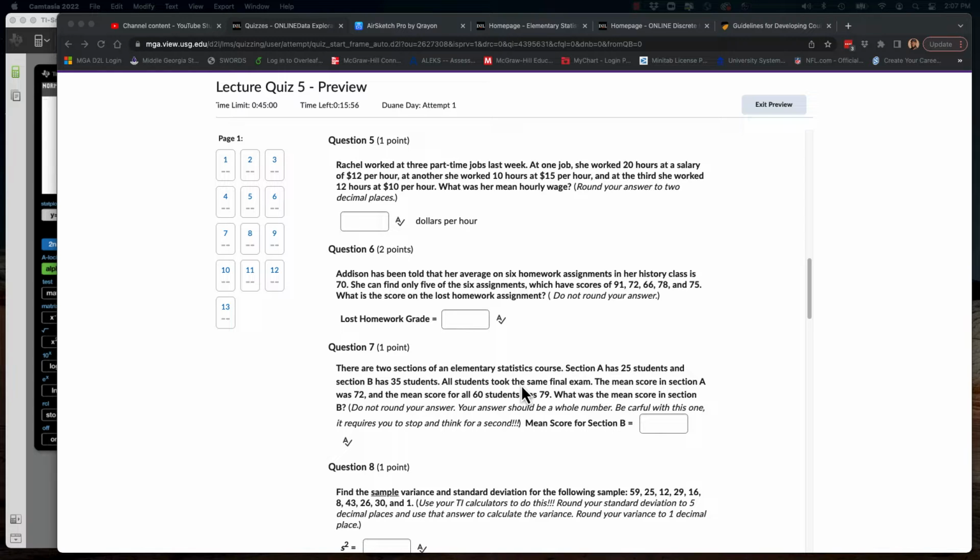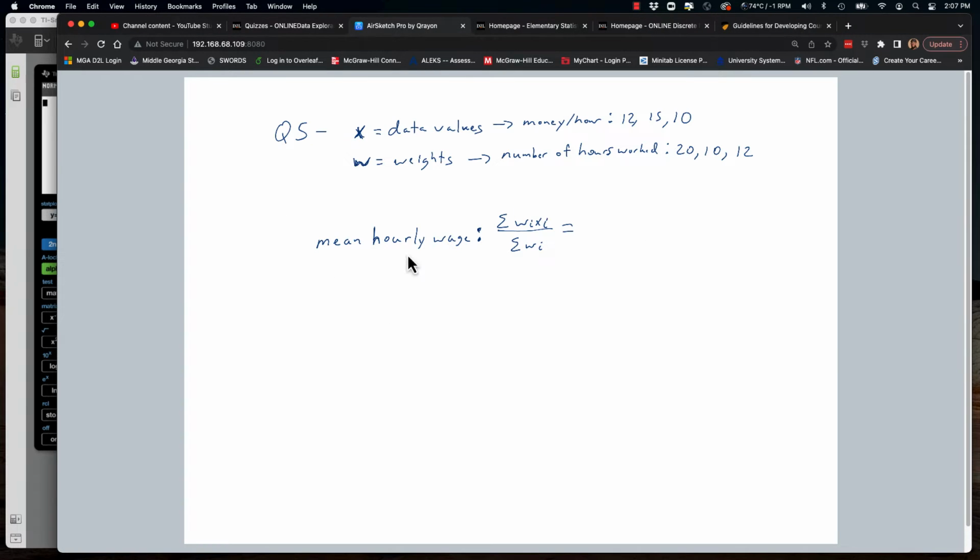This one, we want to treat the number of hours as the actual weights, because that gives weight to how much money she actually made, and use the dollar amounts she made per hour as the data values, as the formula uses. Then we would do something along the lines of this right here, where we've got the sum of w sub i, the weights, times the data values x, over the sum of the weights. It's a pretty simple process here. So I went ahead and wrote those values down for us so we don't have to go back and forth as much.